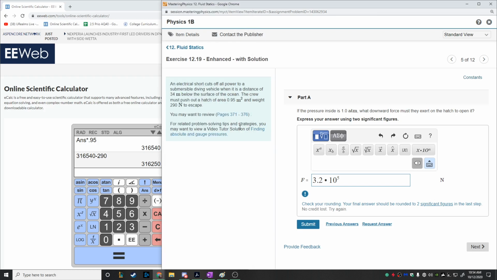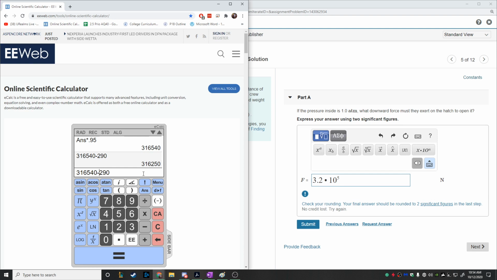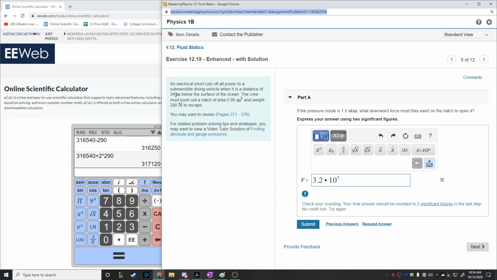So what if the hatch is on the top? If the hatch is on the top, we actually have to add 290, right? Do you then get 3? Well, it's still 3.2, so I don't. Did we make a mistake? Let's see. Electrical short cuts off power, distance 34 meters. I mean, we're not losing any points, so it must be correct. It's just that they don't like the way that we've written it, right? 17. 290.